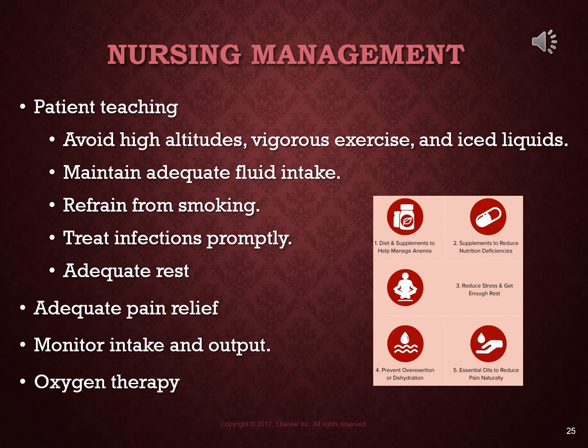Smoking is an absolute no-no here. It is a vasoactive substance, and it will also cause local tissue hypoxemia, so just refraining from smoking is a very big deal for these people. Treating infections promptly is important, and adequate rest is also really important. When you are in a crisis, adequate pain relief is very important from a nursing standpoint. These people are in a lot of pain. Believe them and treat them.